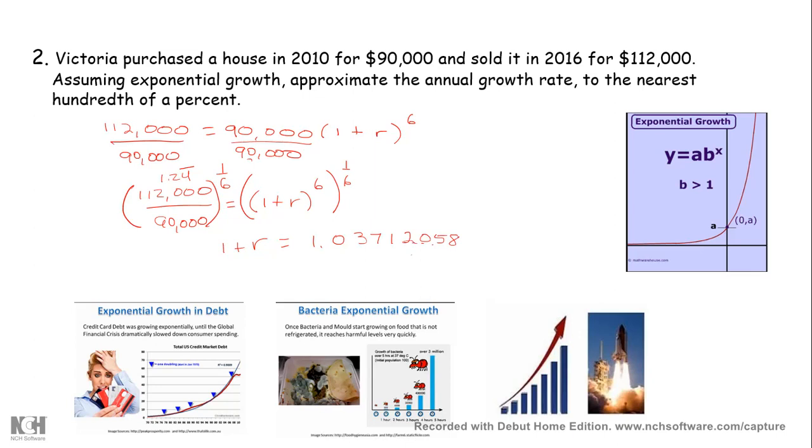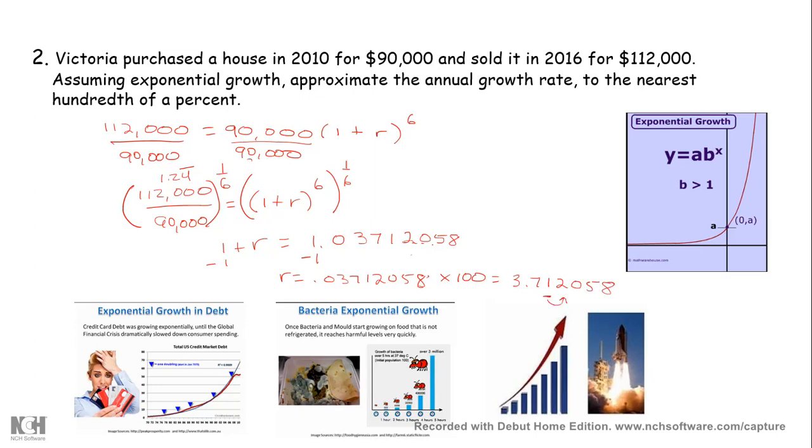We actually need some of those numbers in order to round it correctly. Now I'm going to subtract 1 from each side, and I have the rate equals 0.0371258. And it says to round to the nearest hundredth of a percent, so we have to multiply by 100, and we get 3.712058.